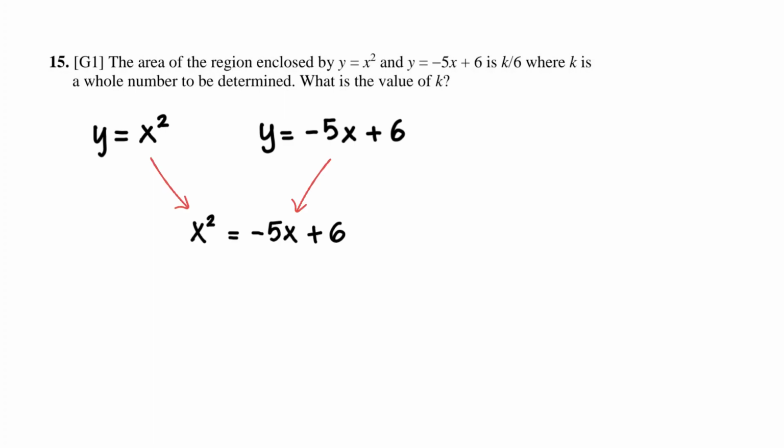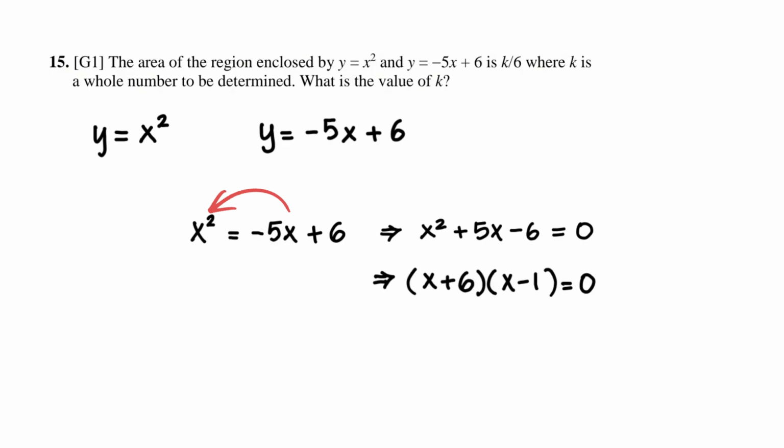x squared equals negative 5x plus 6. Then move everything to the left: x squared plus 5x minus 6 equals 0. Remember to change your signs when shifting the variables and constants. Now it's time to factor the quadratic, so we get the quantity x plus 6 times the quantity x minus 1 equals 0. So our intersection points are x equals negative 6 and x equals 1.